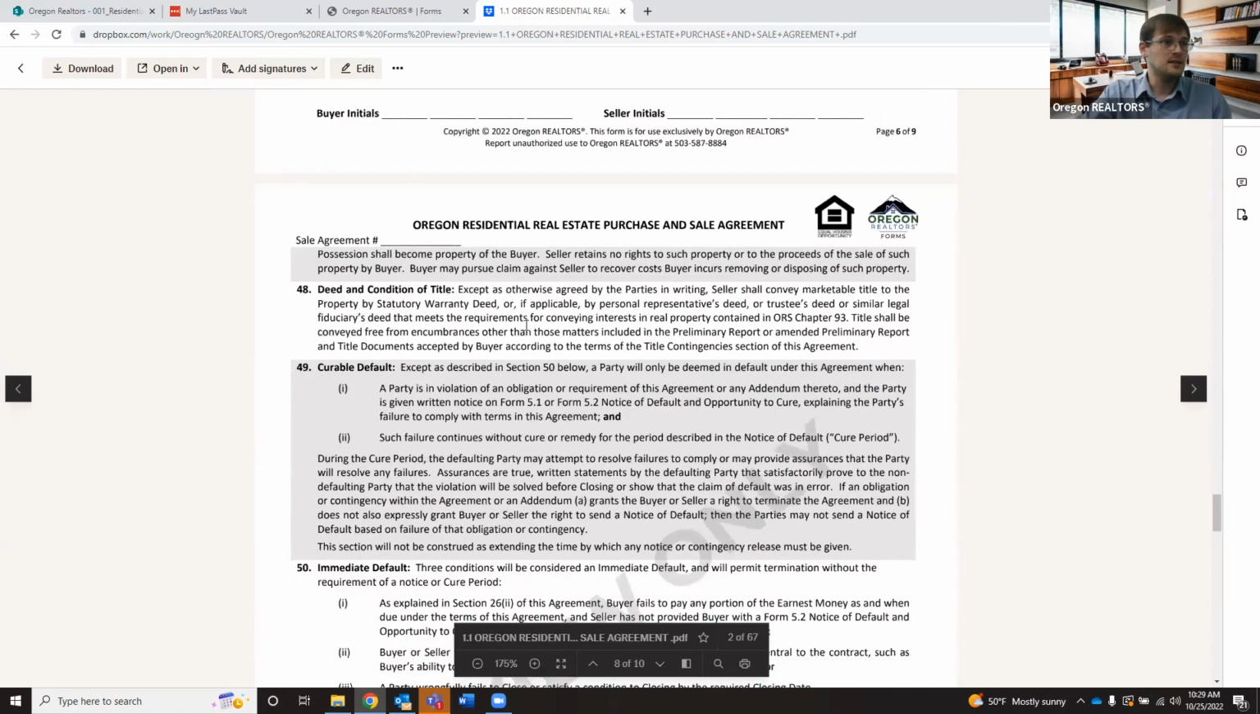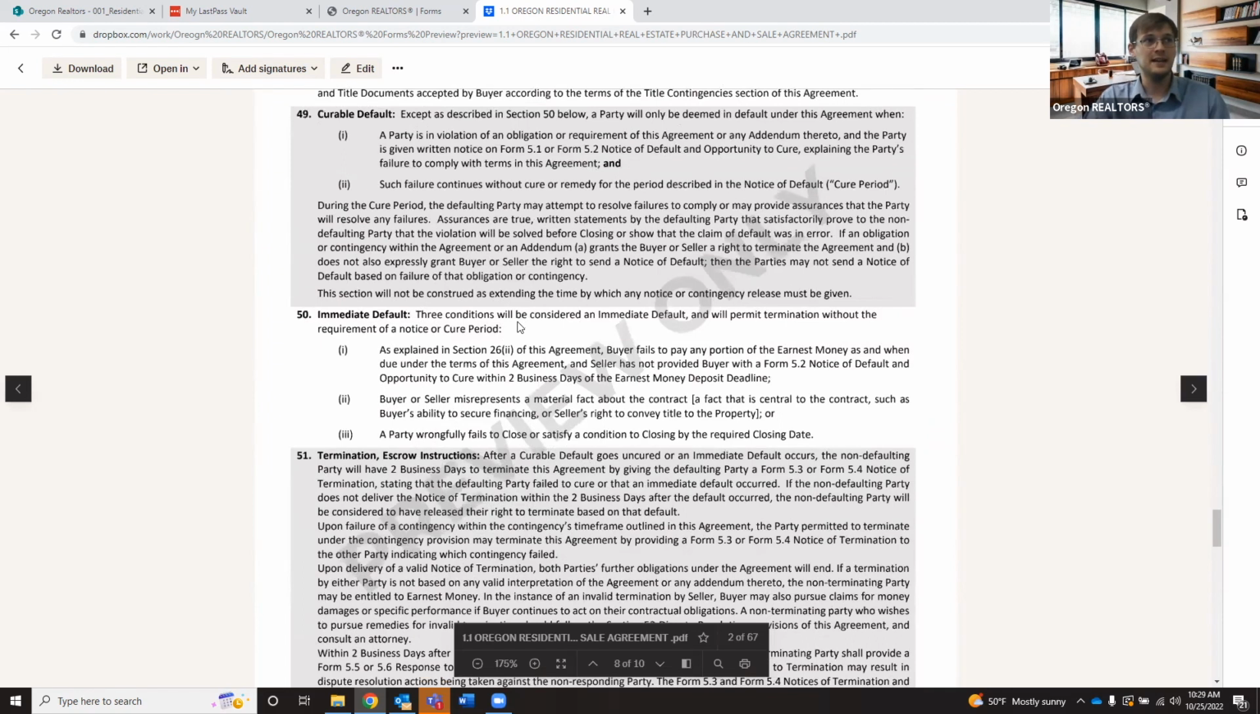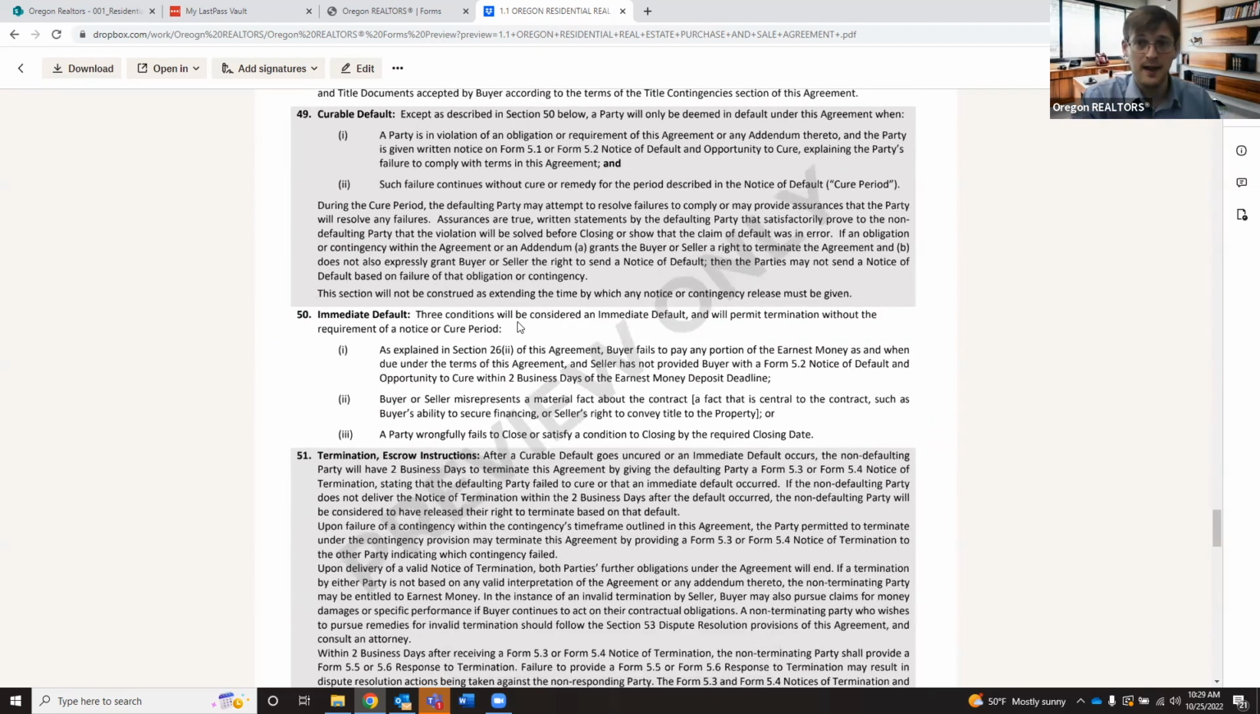Let's see, closing, deed, curable default. Once you get into sections 49, 50, and 51, these are the death of the contract provisions. So what do you do to terminate a transaction? What do you do with the default? How do you terminate? How do you move forward in those cases? It's roughly how we described it.